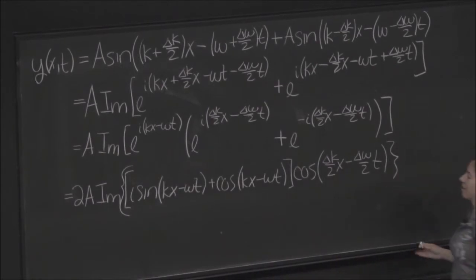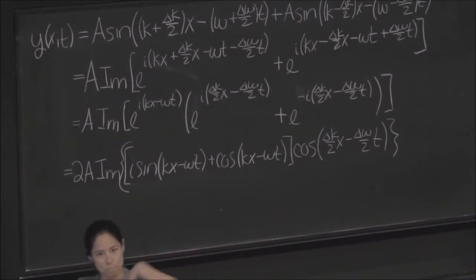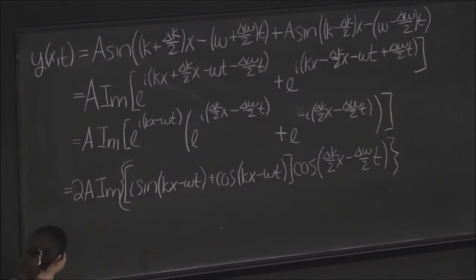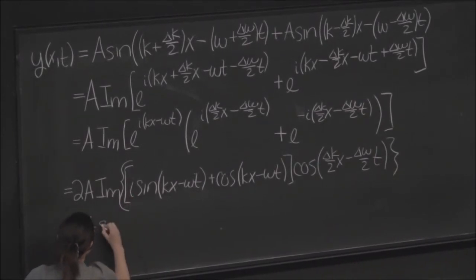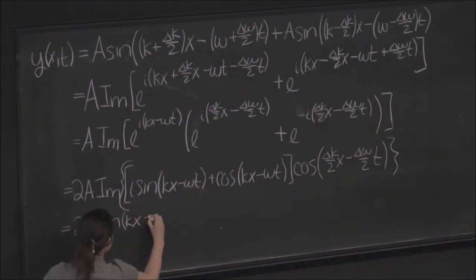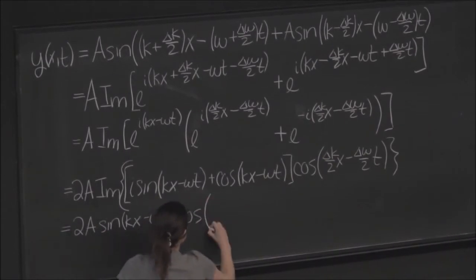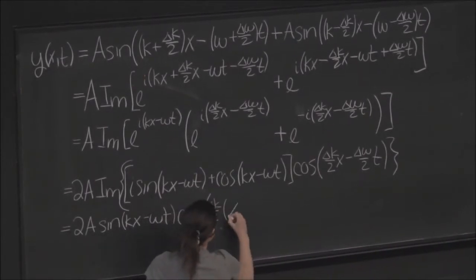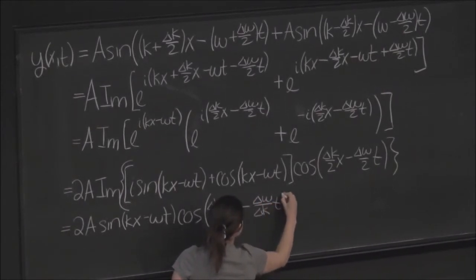All right. What happens when I take the imaginary part of a real thing? Gone, right? What happens when I take the imaginary part of an imaginary thing? It gets the thing, right? Okay, so let's write what we finally get. We're going to get 2a times, imaginary part of this, we get sine of (kx minus omega t) times cosine of, I'm going to pull out a delta k over 2 just for fun, because then I get (x minus delta omega over delta k times t).